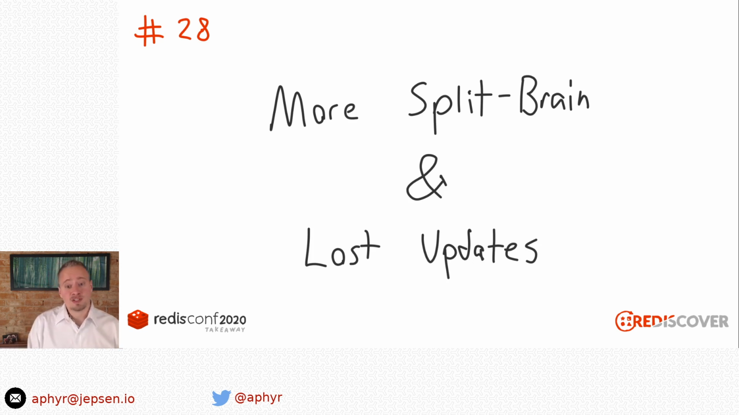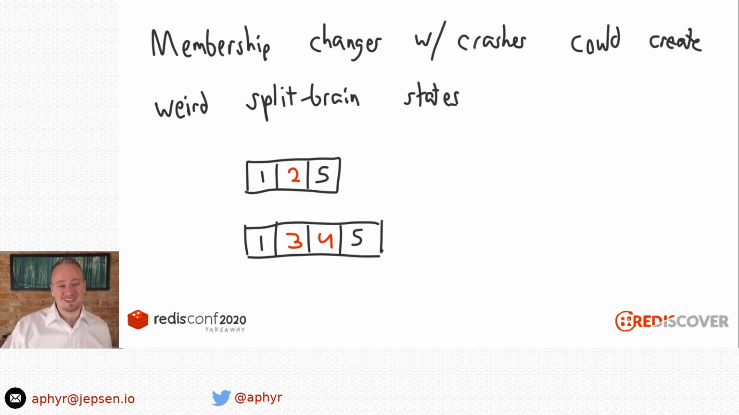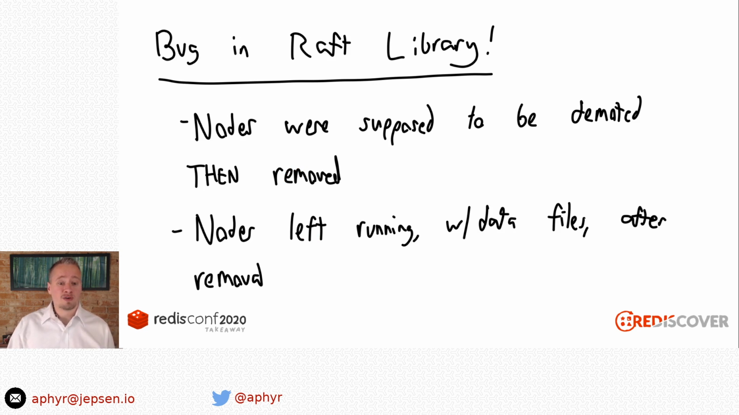Bug 28 involved additional cases of split-brain and lost updates. This occurred with membership changes, always fraught with peril, and if crashes occurred during that time, you could end up in weird split-brain states where some parts of the history would diverge. So one node would think the history was 125, and another node would think it was 1345. This was due to a bug in the underlying Raft library involving node removal. The Raft library assumed that nodes would be demoted and then removed, but nodes were just removed directly, and so that led you to get into these sorts of weird shadow states.